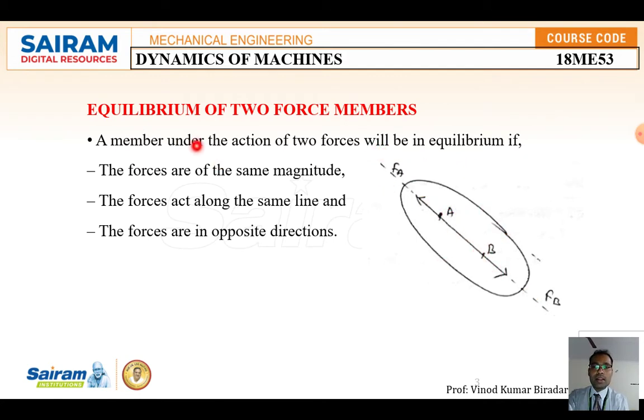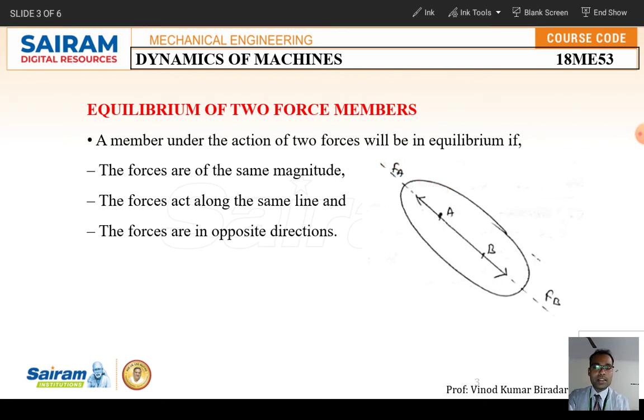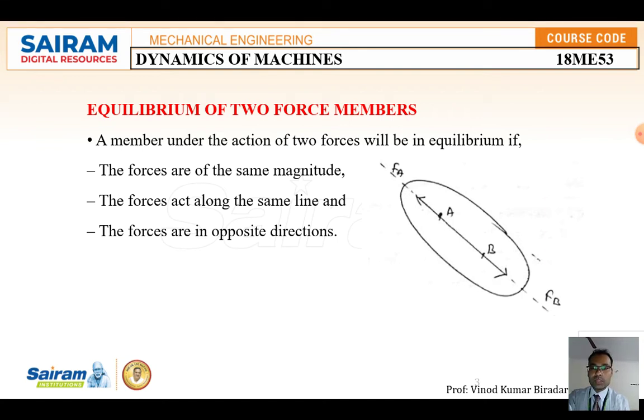A member under the action of two forces will be in equilibrium when, so that is the condition they may ask in the examination. The first condition is that the forces are of the same magnitude, the forces act along the same line, and the forces are in opposite directions. If these three conditions are satisfied on a given mechanical device, then we say this body is in equilibrium condition, that is, the body will not move from one place to another position.